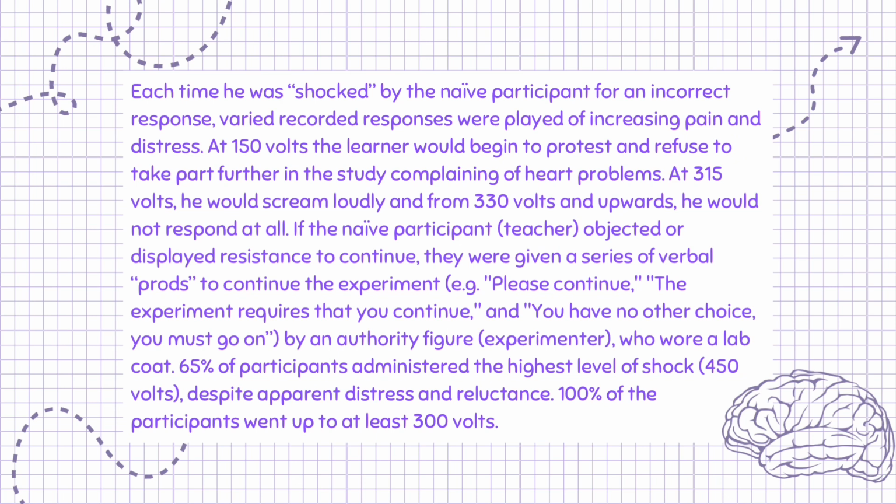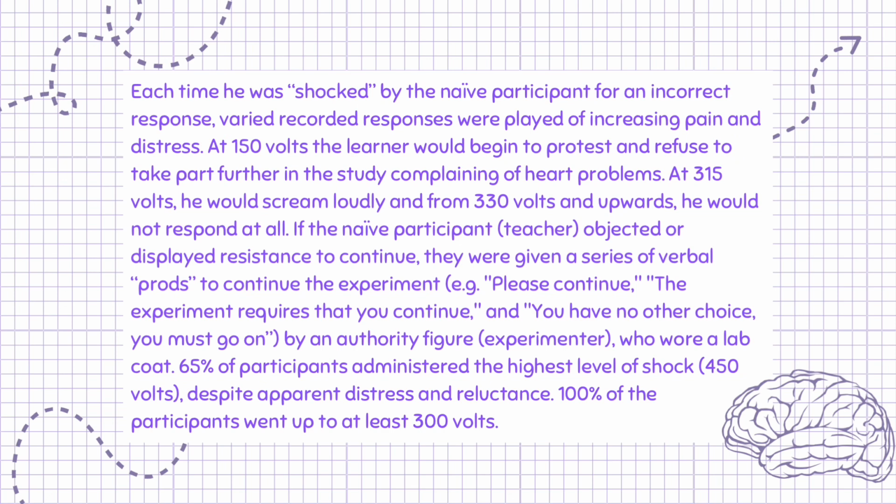If the naive participant, the teacher, objected or displayed resistance to continue, they were given a series of verbal prods to continue the experiment, e.g. "Please continue," "The experiment requires that you continue," and "You have no other choice, you must go on," by an authority figure, the experimenter, who wore a lab coat.